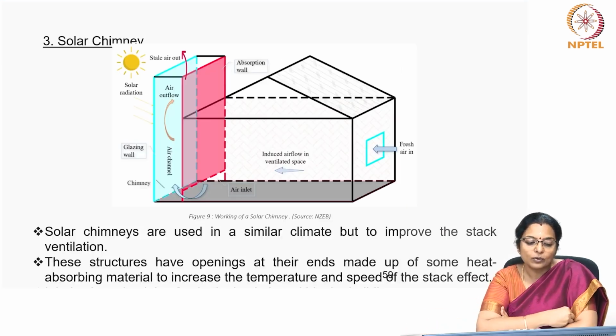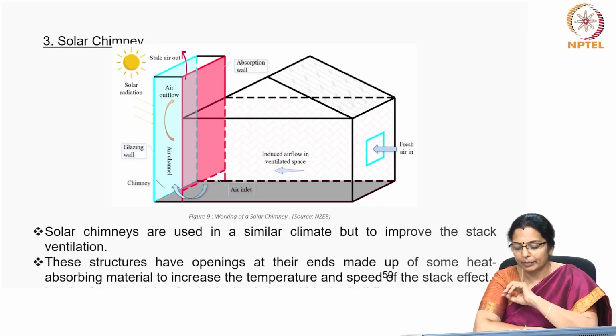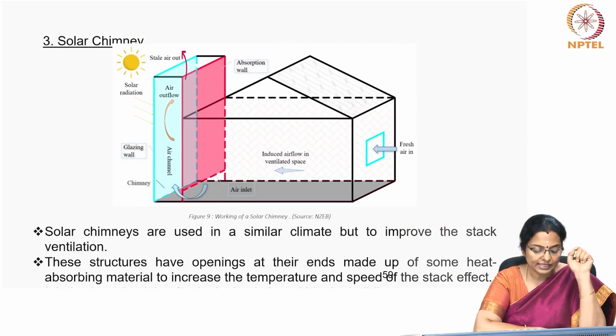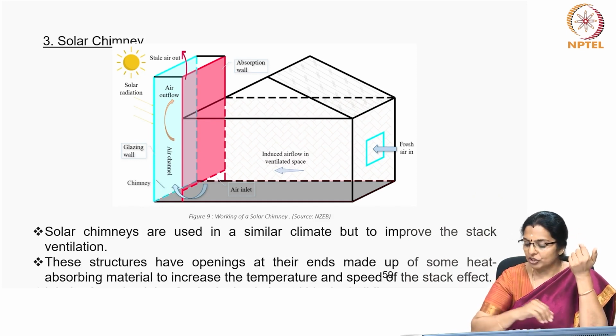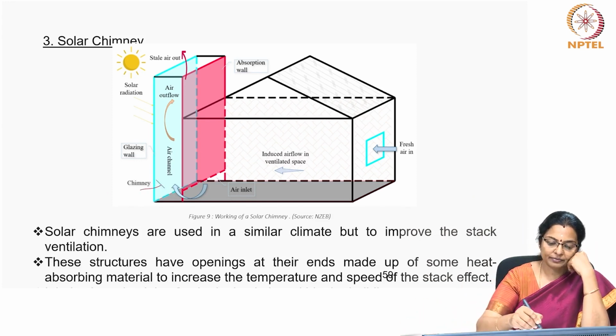The third advanced passive technique is a solar chimney. So, a solar chimney is used in a similar climate but to improve the stack ventilation. These structures have openings at the ends made up of some heat absorbing material to increase the temperature and speed up the stack effect.